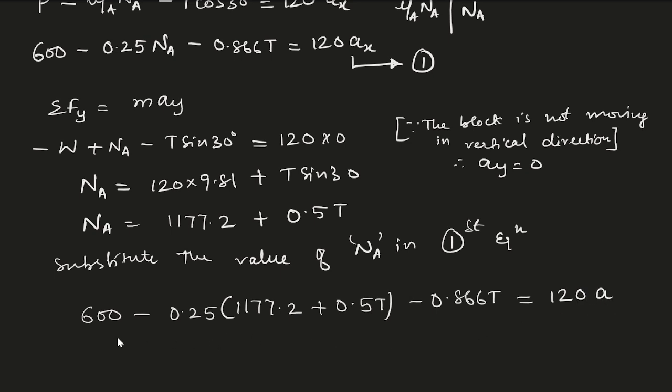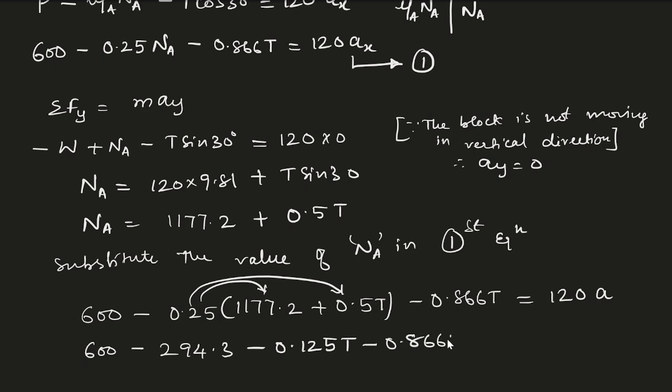So let's multiply the values. 0.25 into 1177.2, I got the value as 294.3, because this 0.25 will be multiplied inside. So that is 600 minus 294.3, minus 0.25 into 0.5, I've got minus 0.125 T, then minus 0.866 T. This is equal to 120a.